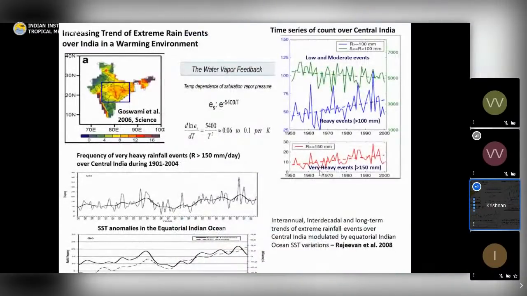And extremes: with the increase of water vapor, as I said, 6% to 10% for every 1 degree of warming, one of the immediate consequences is that heavy rainfall and extreme rain events are going to increase. This was shown by earlier papers, Goswami et al. in Science in 2006, and Rajeevan et al. More comprehensively, right from 1901 to 2004, they looked at very heavy rainfall events, more than 150 millimeters per day. They have increased significantly over India, over central India. So this is a very clear signal of climate change, and this is seen in several other places, not just over India. This is also assessed in our book.